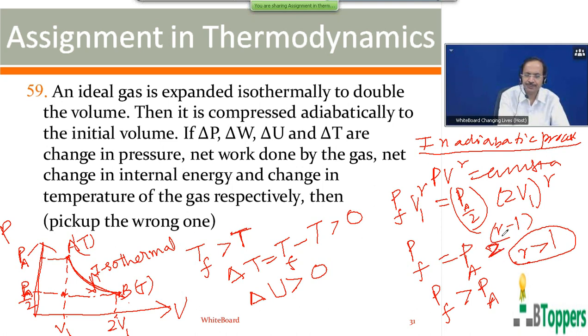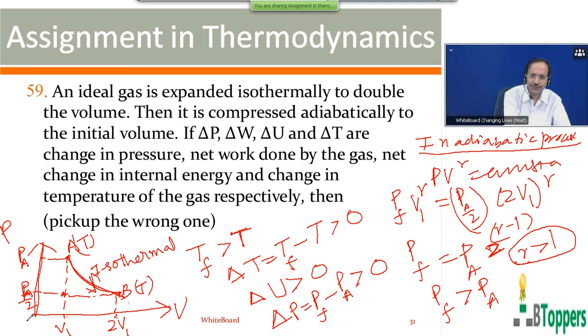For example, gamma is 5 by 3. This will be 2 power (5/3 minus 1), that is 2 power 2/3. So that will be more than 1. So the final pressure is greater than the original pressure. So the net change in the pressure, equal to the final pressure at the end of the adiabatic process minus the original pressure at the starting point, at the beginning of the isothermal process, is also greater than 0.